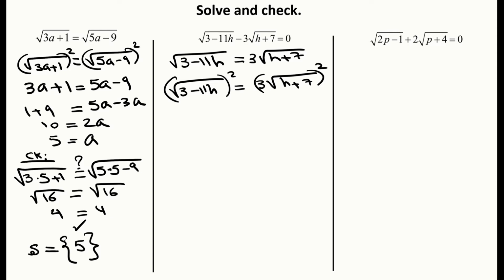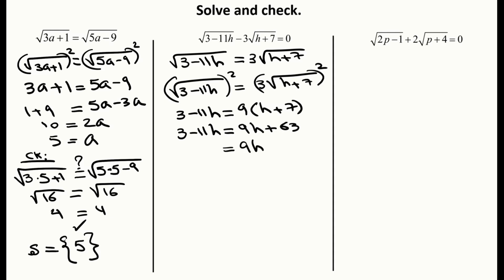squared. Now on the left side, we're just going to get 3 minus 11h. And on the right side, of course, we need to square the 3 as well. So make sure you don't forget that. That'll give us 9. And when we square the square root of h plus 7, we just get h plus 7. So now we have 3 minus 11h equals 9h plus 63.